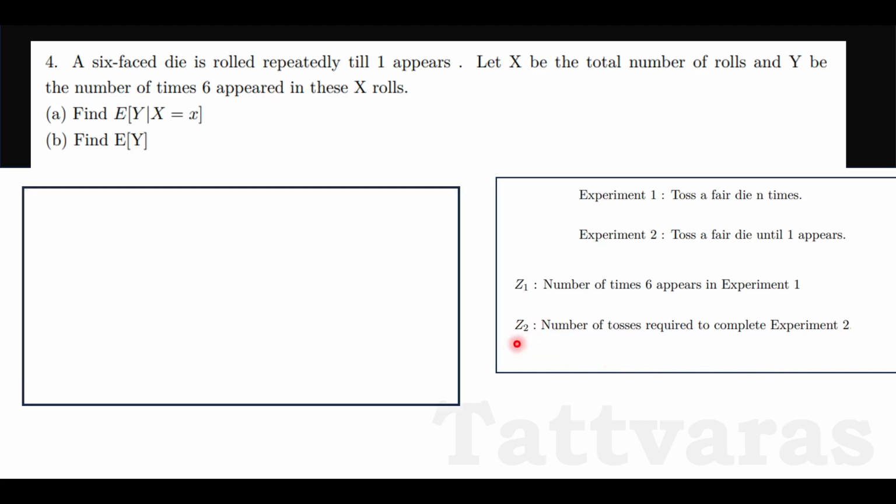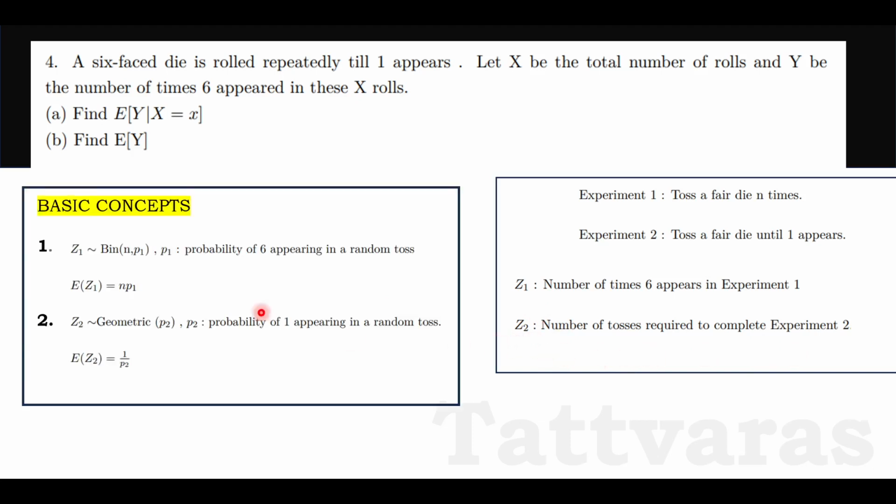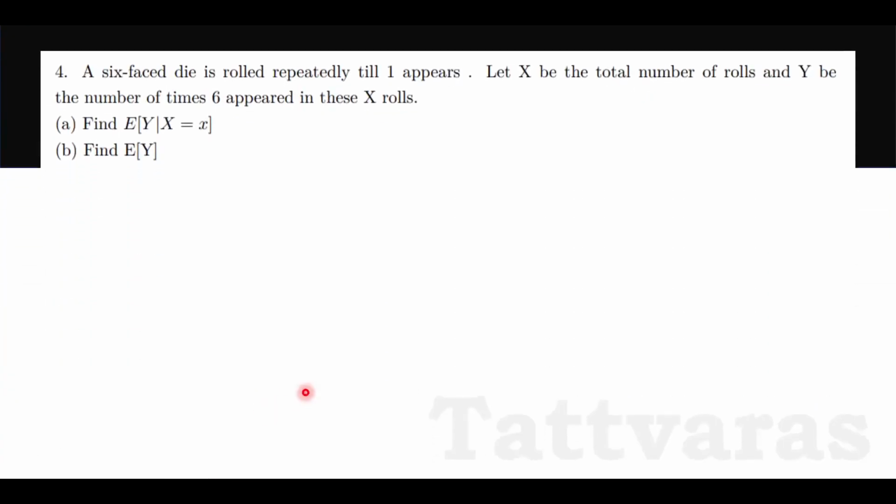That is Z2. And definitely we know the distribution of both the variables, where Z1 follows binomial n, P1. P1 is the probability of success, that is probability of 6 appearing, and expectation is this. And similarly, Z2 is geometric P2, where P2 is the probability of 1 appearing at any random toss, and expectation is 1 by P2. So remembering all these things in mind, let us step forward to the final solution.